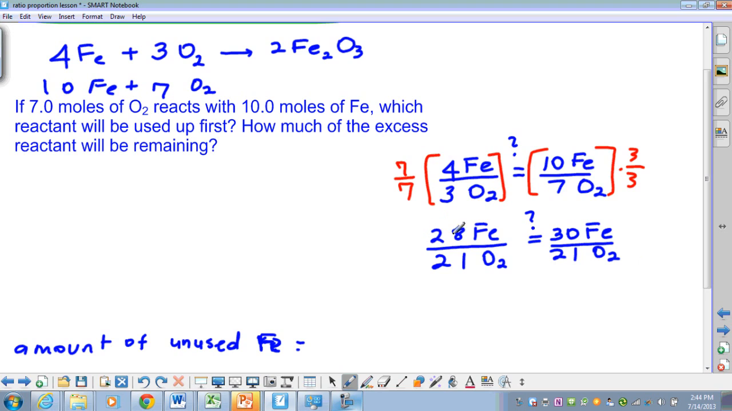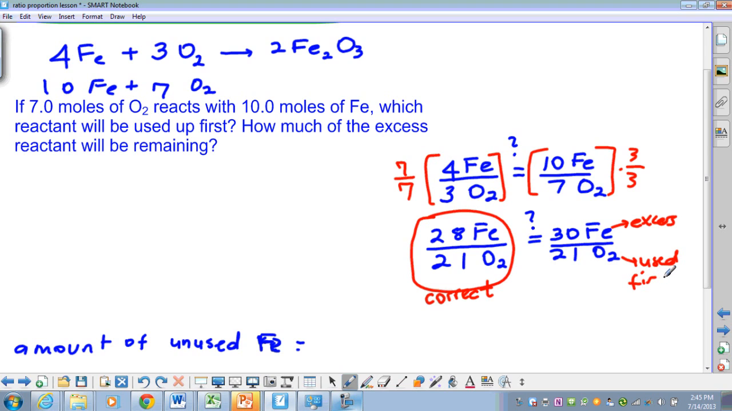So now we have 28 over 21 on this side, 30 over 21 on that side. Now, this is the correct proportion you should have, because this came from the coefficients in our equation. And this is what we were given. So if you have 21 moles of O2, you should have 28 moles of iron. But here we have 30, 21 to 30. So you can see that this is going to be in excess. That means iron will be the one that is in excess, and oxygen is the one that will be used up first.